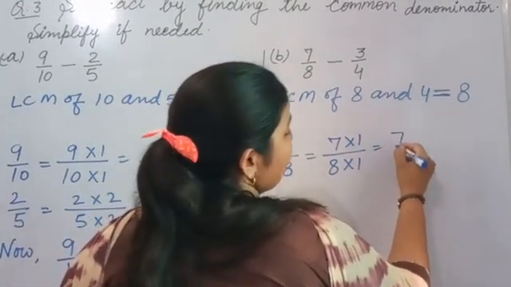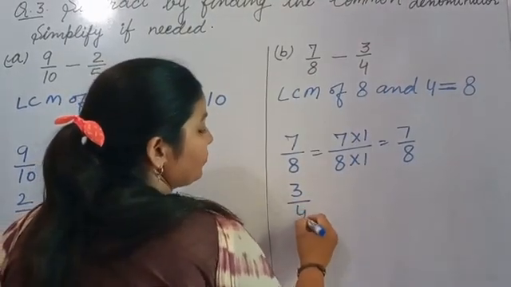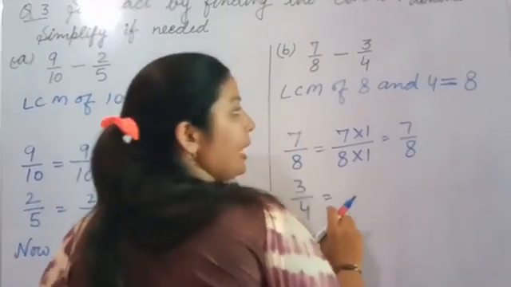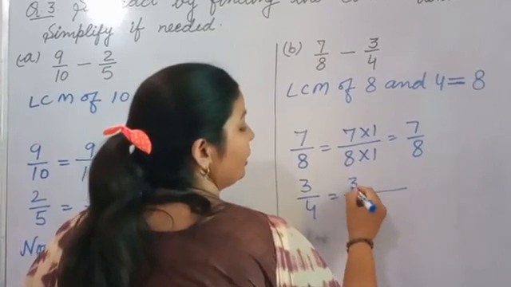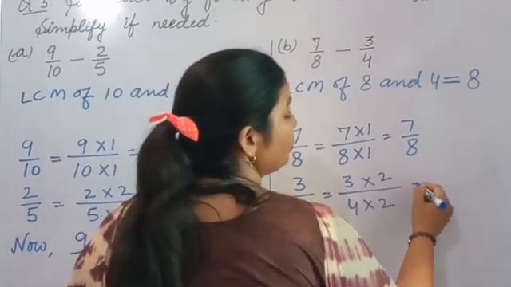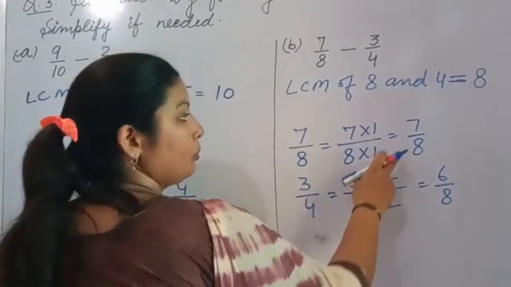Okay. So it's 7/8. Now next is 3/4. So 4 again we will make equal to LCM. LCM is 8. So 4 twos are 8. So 3/4 multiply by 2, multiply by 2. 3 twos are 6 and 4 twos are 8. Okay. Now both are 8.